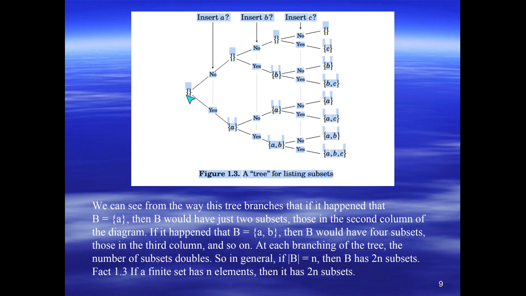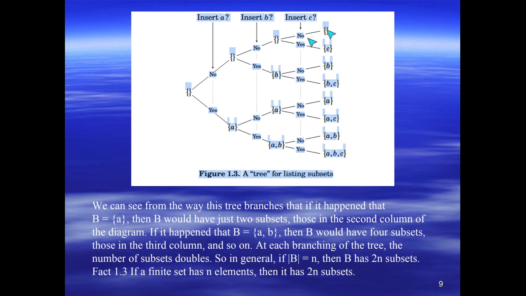This is a tree for listing subsets. We start with the empty set, with no element at all. And we have the elements A, B, and C in the set S. We have a set with three elements, A, B, C. Very good. So we start with the empty set with no element. Shall I insert the element A or not? If not, I continue with the empty set. If yes, then I add A to the empty set, to nothing, and I obtain a subset with A, with a single element. You see? If it is no, then I continue with the empty set. I have no element at hand, it is the empty set.